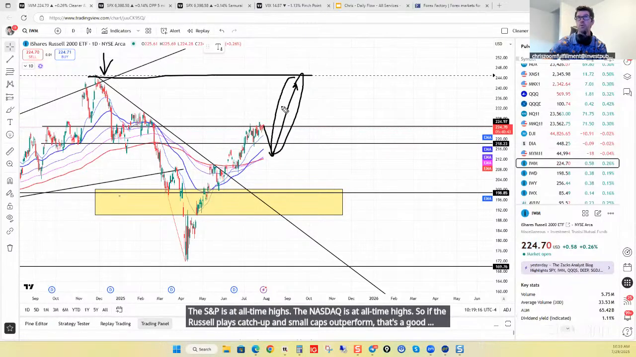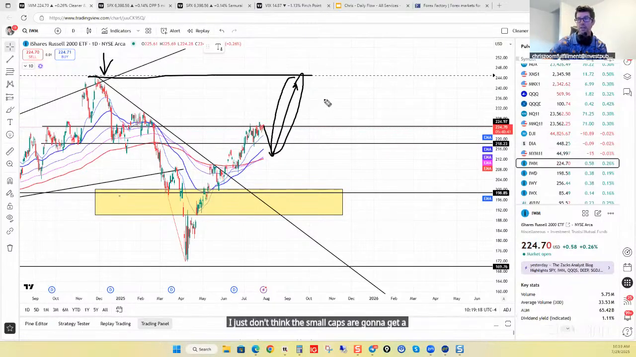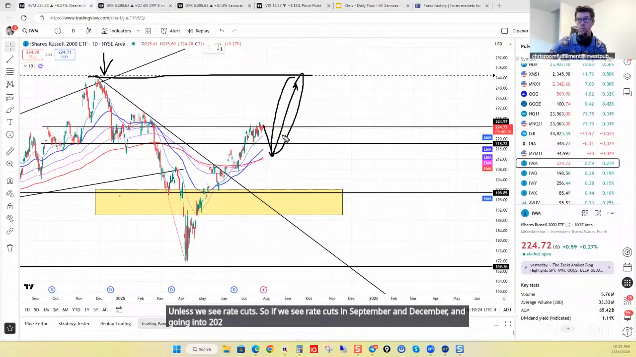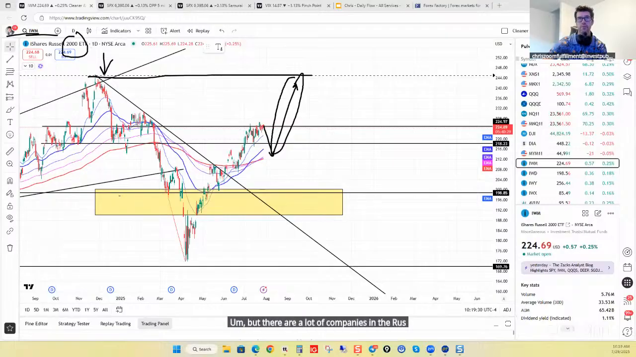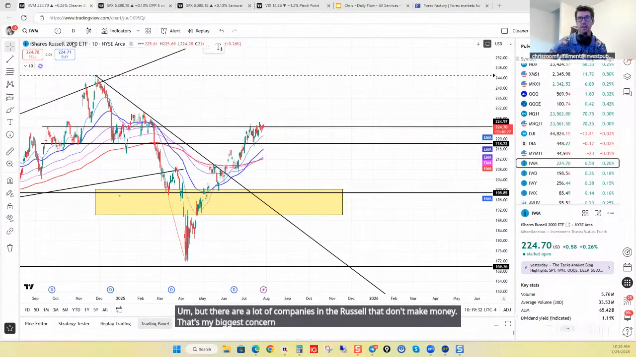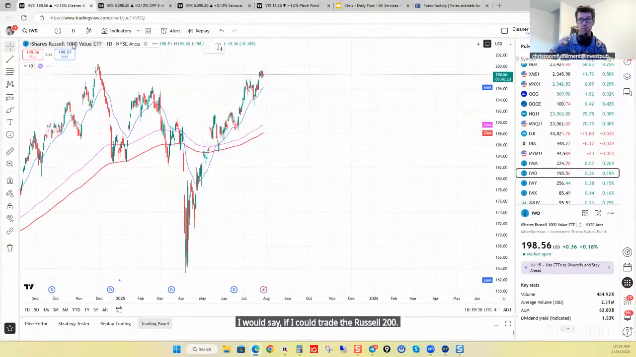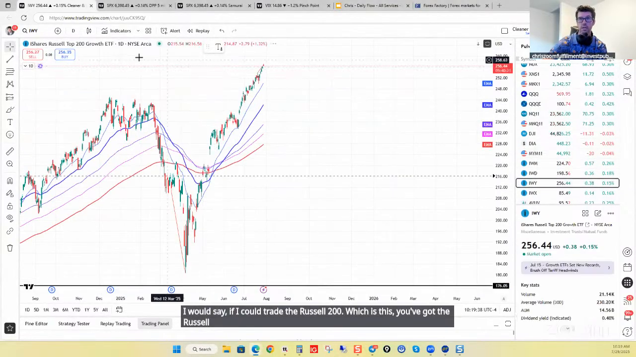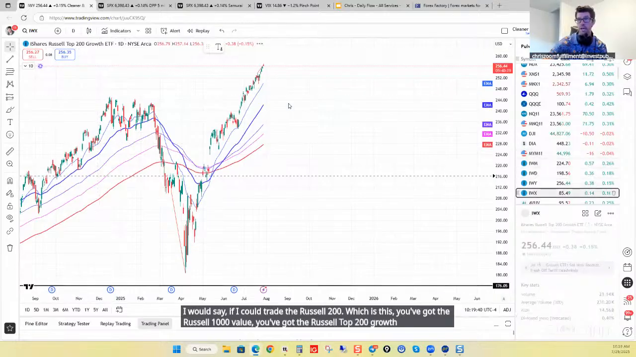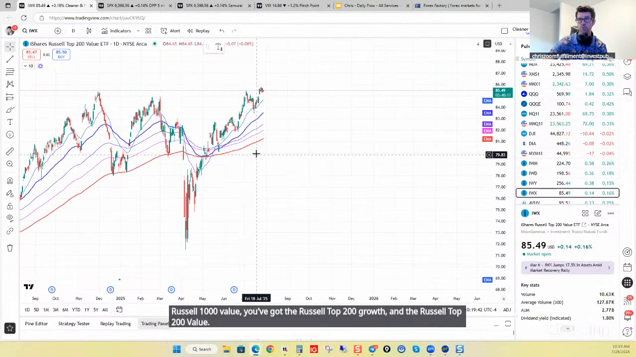I just don't think the small caps are going to get a ton of love unless we see rate cuts. So if we see rate cuts in September and December and going into 2026, rate cuts can probably benefit the Russell. But there are a lot of companies in the Russell that don't make money. That's my biggest concern with the Russell. If I could trade the Russell 200, which is this, you've got the Russell 1000 value, you've got the Russell top 200 growth and the Russell top 200 value. Look at how well these have performed.